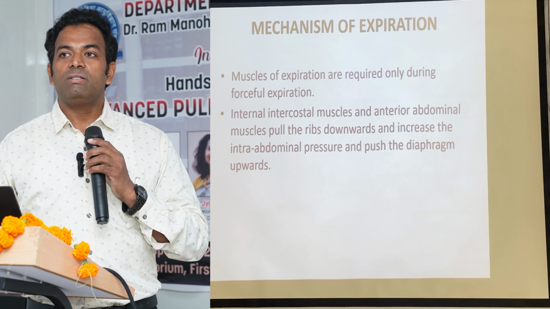So the expiration part is automatic. This is due to the recoil of the lungs, and the muscles of expiration are required only during forceful expiration. The internal intercostal muscles and anterior abdominal muscles pull the ribs downwards and increase the intra-abdominal pressure and push the diaphragm upwards, and this causes the expulsion of gases from the lung.